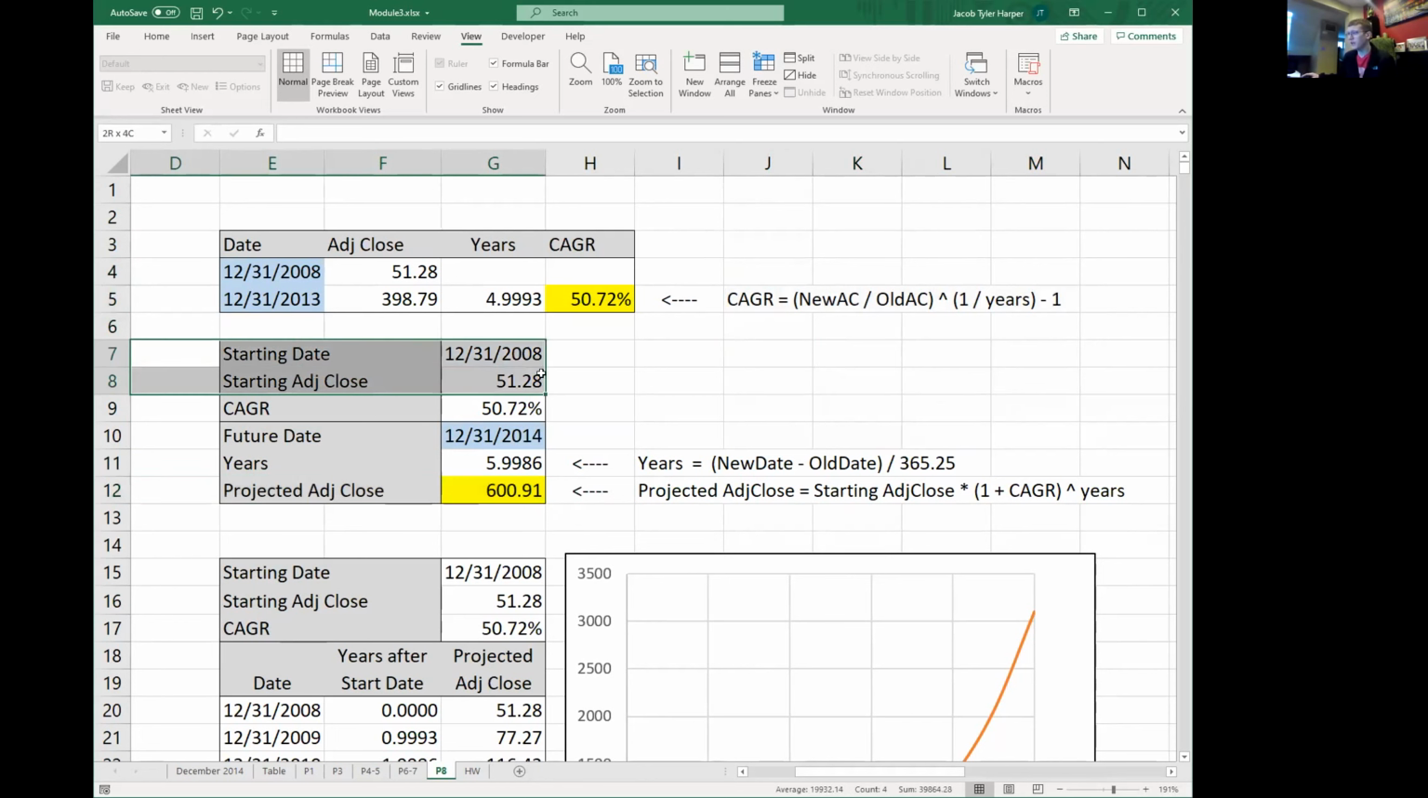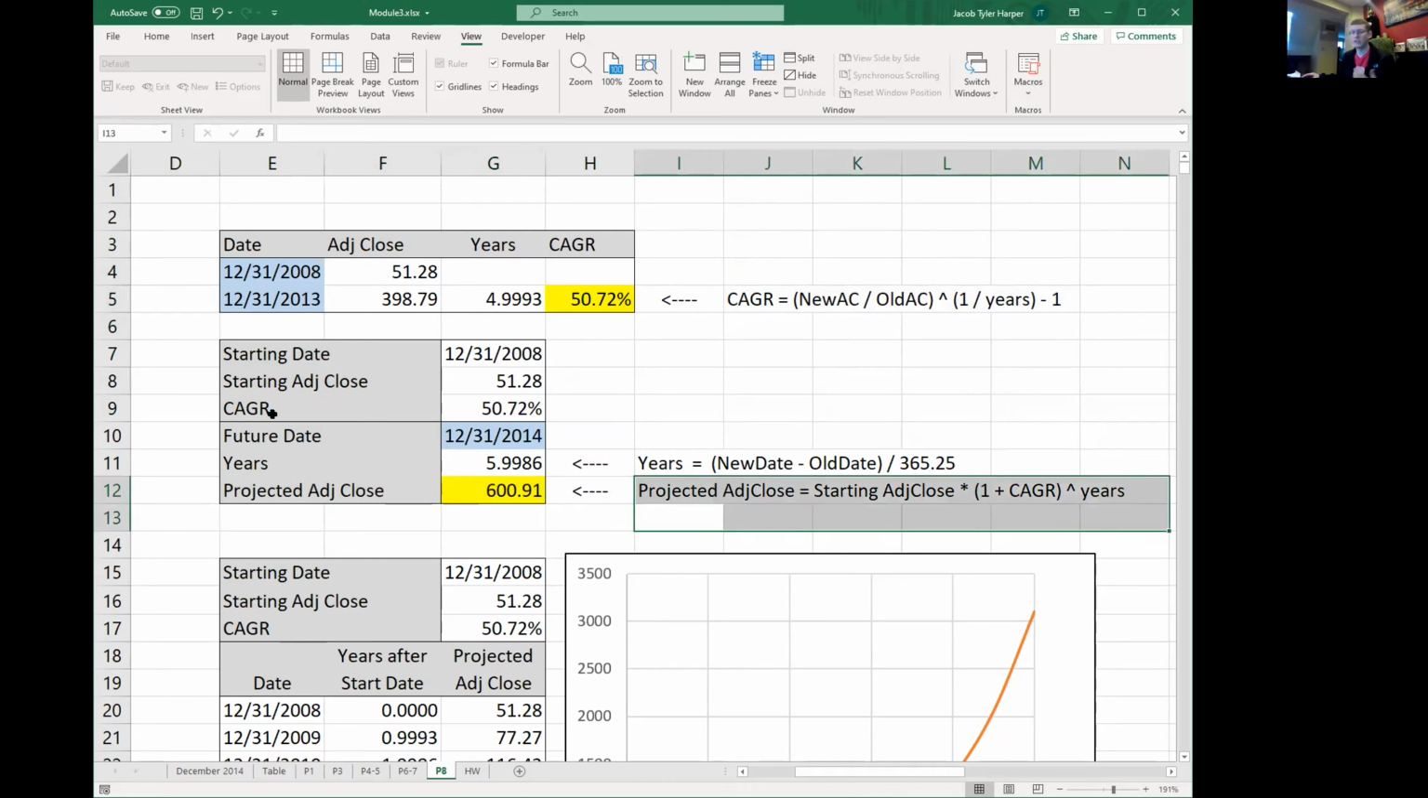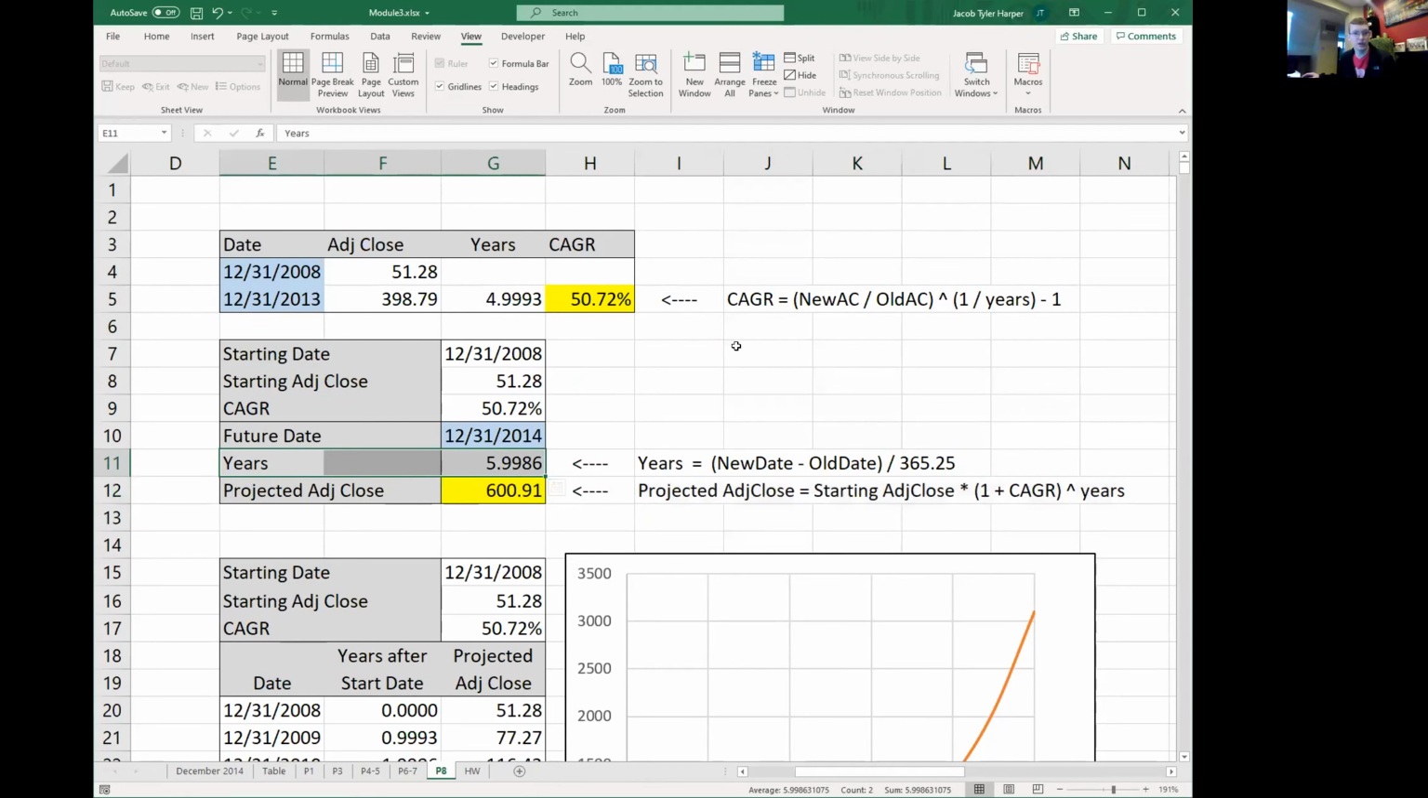And so we take one of these 2 dates up here at the top. Doesn't matter which. I use the 2008 date. And we need these values here. We need some adjusted close to start from. So that's my 51.28 in 2008 that I'm starting at. We need the CAGR, and that's, again, from before. So I'm going to grow by 50% each year. And then we need to know how many years we're going to grow this 51 number by. In this case, it's 5.99 some odd years.